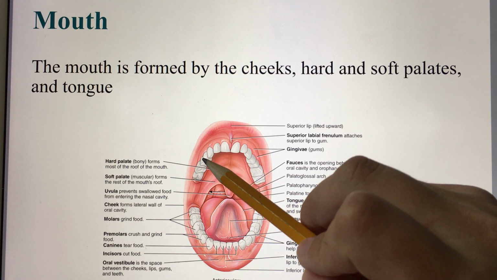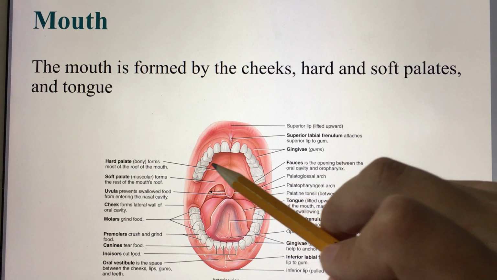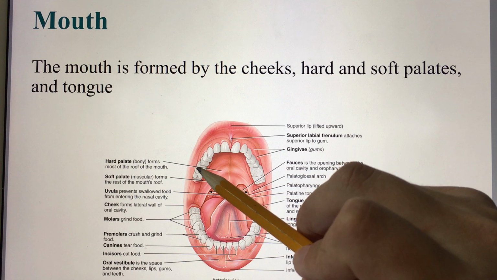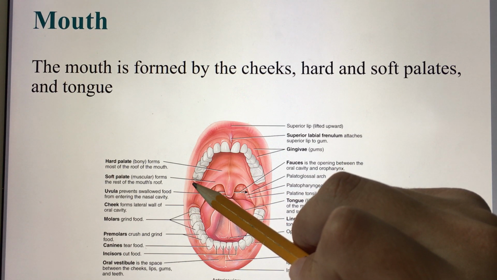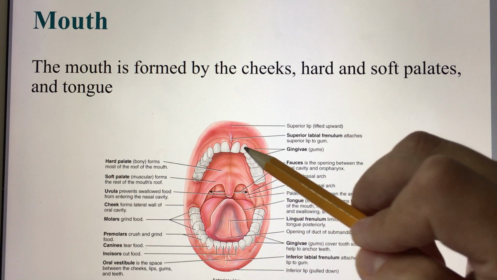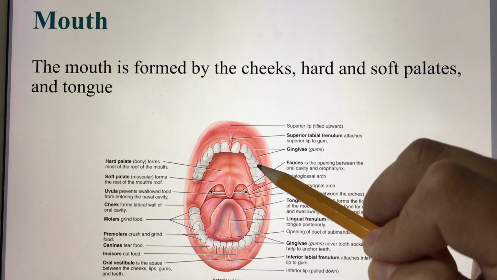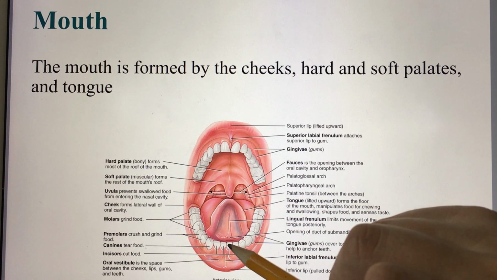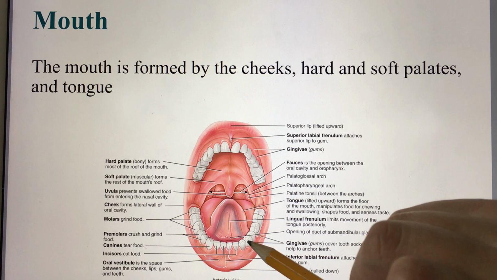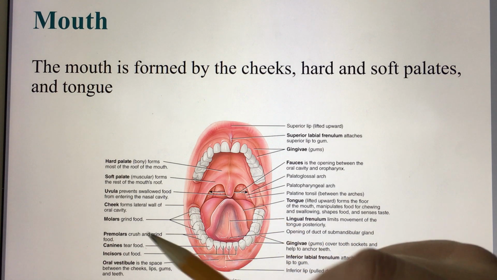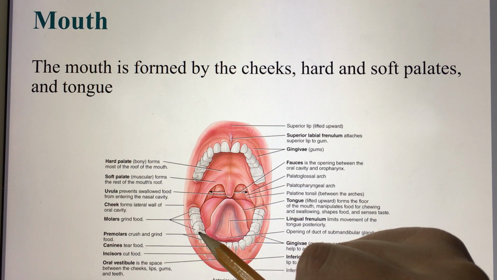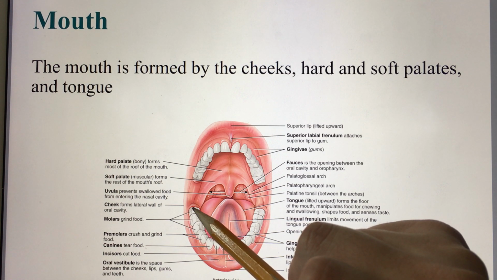Then it follows by 2 premolars. It's going to be 4 and 5 tooth from the midline. And then 1, 2, 3 molars. Okay, so 2 incisors, 1 canine, 2 premolars, 1, 2, 3 molars. 2 incisors, 1 canine, 2 premolars, 1, 2, 3 molars. And then last is 2 incisors, 1 canine, 2 premolars, 1, 2, 3 molars.